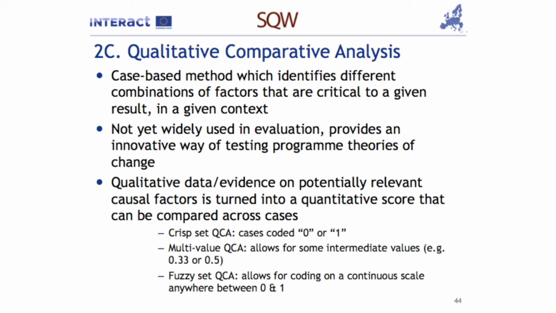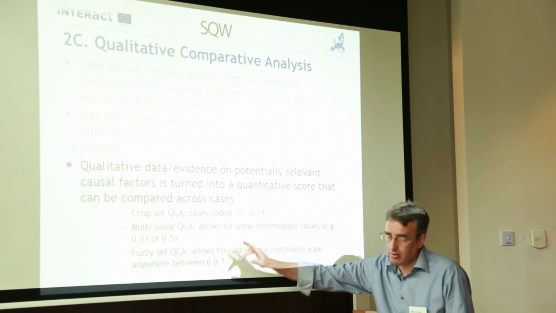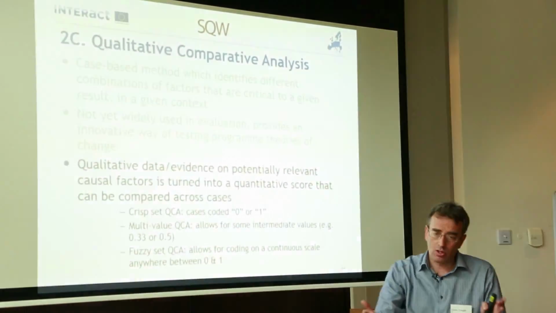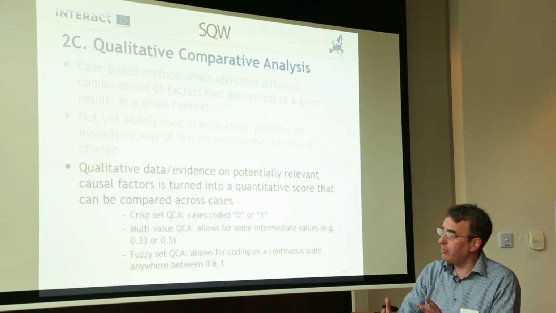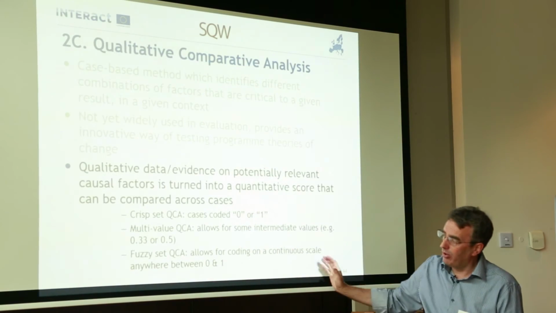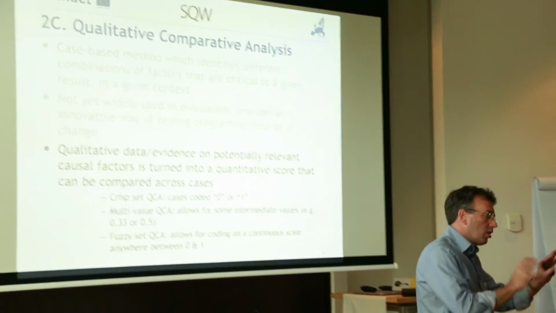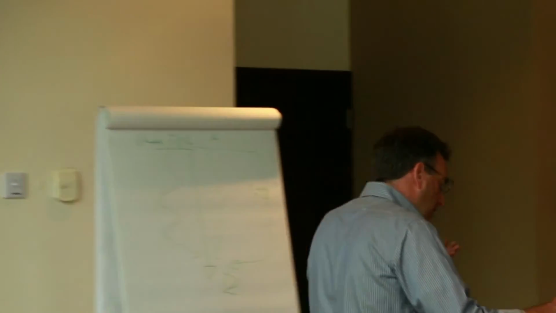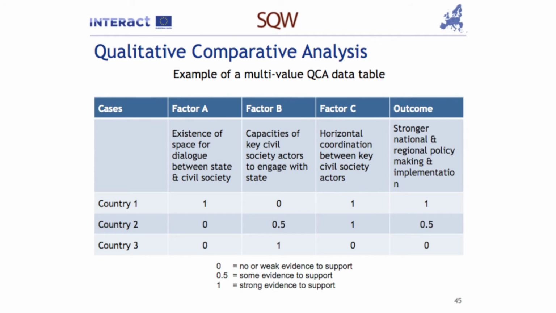And it's about trying to identify, as I say, potentially relevant causal factors in your group of beneficiaries to which you can then ascribe a 0 or a 1, maybe a multivariable value or a fuzzy value, to say, to a greater or lesser extent, this factor appears to be causal on the success or otherwise of a program.